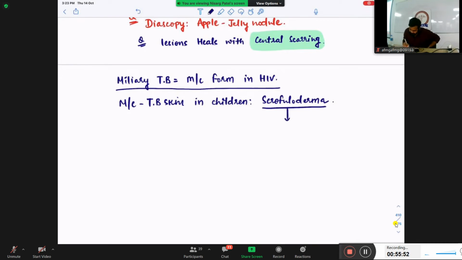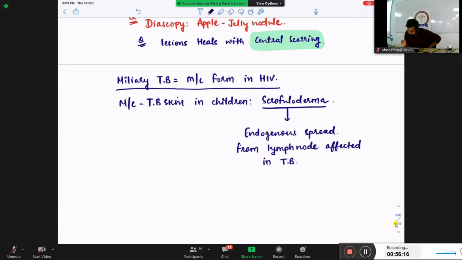So what is the scrofuloderma? It is not an exogenous spread, it is the endogenous spread from the lymph node affected in the TB. So scrofuloderma बच्चों में दिखता है.